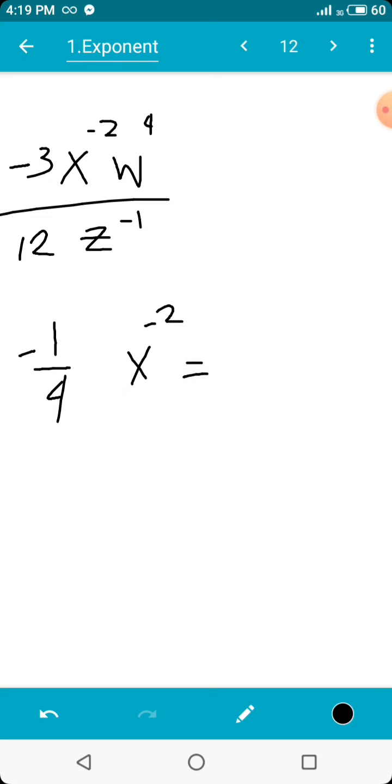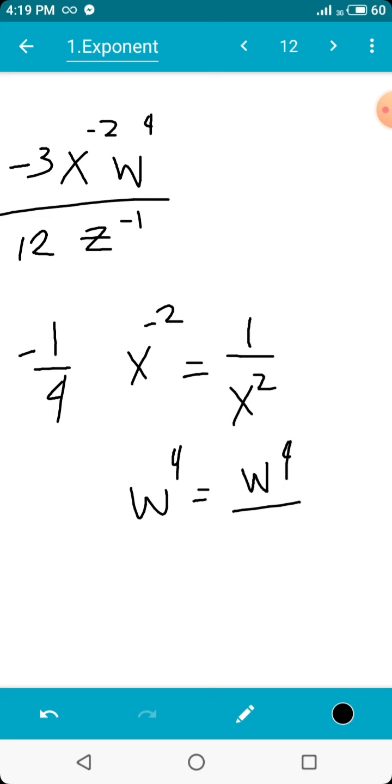Diba? Pag naalala nyo yung rule, yan ay magiging fraction, and then, yung exponent niya magiging positive na. Okay? So, yung w raised to 4 naman, so, simply, it will be w raised to 4 over 1. Kasi wala naman siyang katapat dun sa ilalim. And then, yung z raised to negative 1.